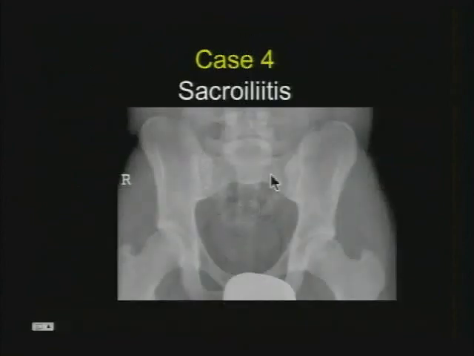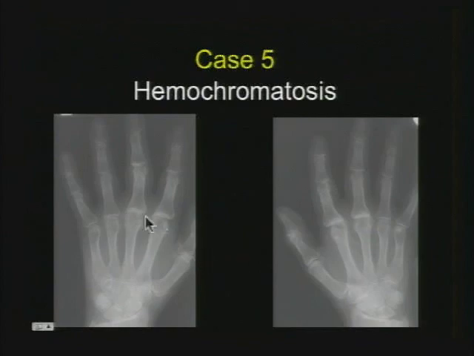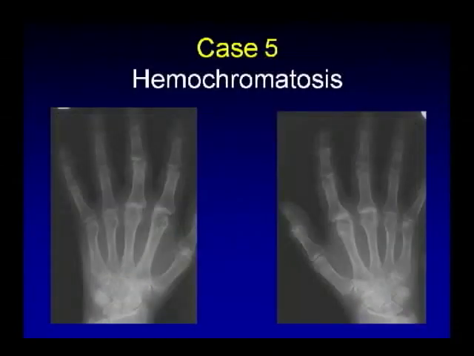This patient has sclerosis very symmetric around the SI joints. That would be a spondyloarthropathy. And this final one has narrowing of the MCPs that are second and third. If we look carefully, we might see drooping osteophytes. We think first of hemochromatosis, but it could be CPPD crystal deposition disease.